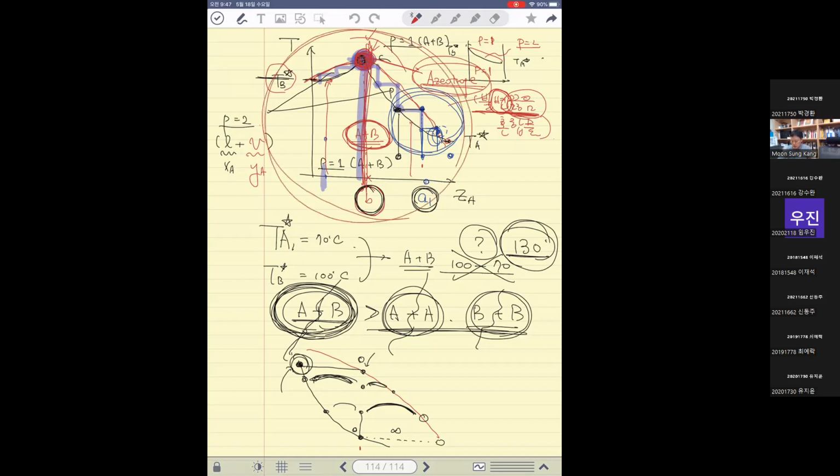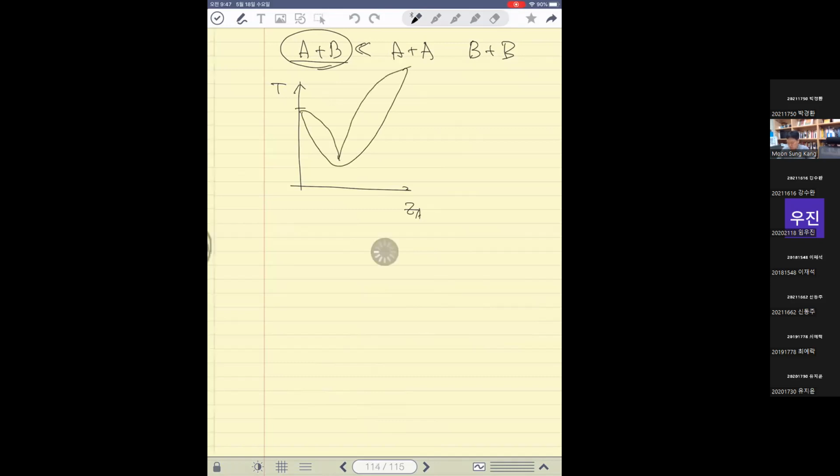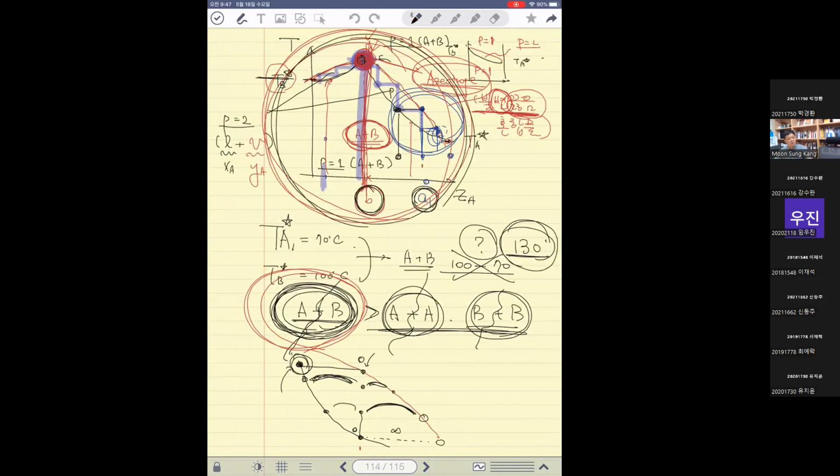This was the case when you had favorable interaction between A and B. But what would happen if the interaction between A and B is not so favorable? Let's say the interaction between themselves is much stronger than the interaction with each other. Then in this case, you're going to have a curve that looks something like this, which is perhaps the opposite shape of that, right?